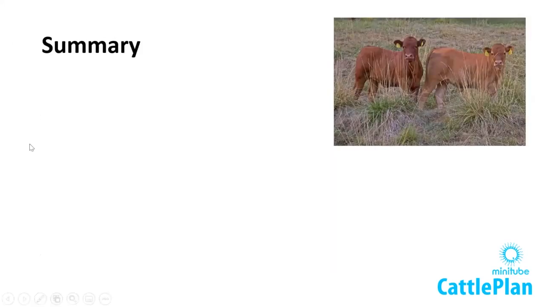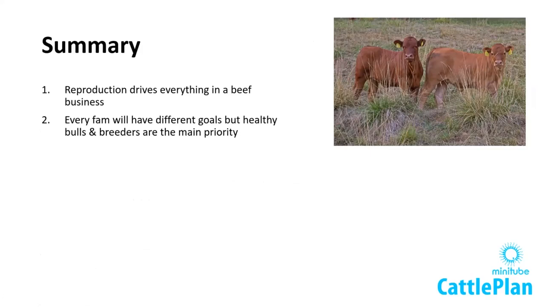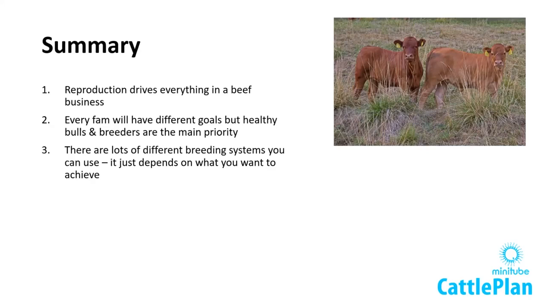So we've covered a fair few different things there in tonight's presentation, but the overall summary from that is that reproduction drives everything in a beef business. So no matter what part of it you're looking at, reproduction has had some impact on that. Every farm is going to have different goals, but healthy bulls and breeders are your main priority to make sure that you do reach those goals. And there's lots of different breeding systems that are available, and it just depends on what you want to achieve as to which one might suit you.